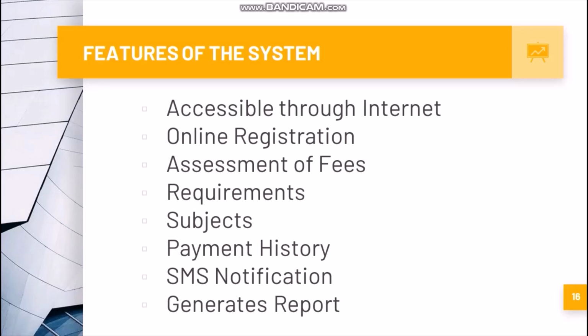The results from the findings were a guide in identifying the list of features of the developed system. First, the system is accessible through the internet, and it allows online registration, online assessment of fees, and viewing of requirements and list of subjects. The system also tracks payment history, especially by providing the balance and total fee of the student's account. It also provides SMS notification, which provides the transaction alert that will be sent to the parents of the students. And the system provides generation of reports such as students' master list, schedules, etc.